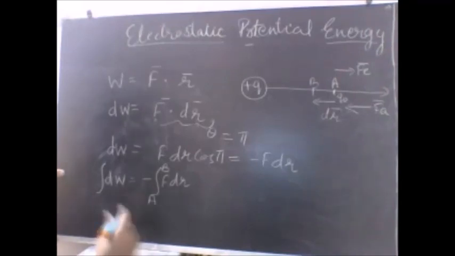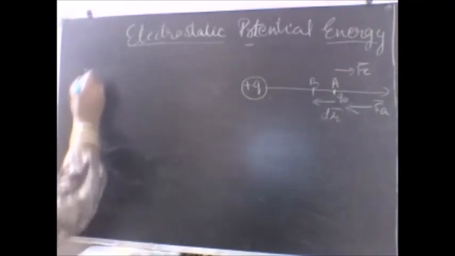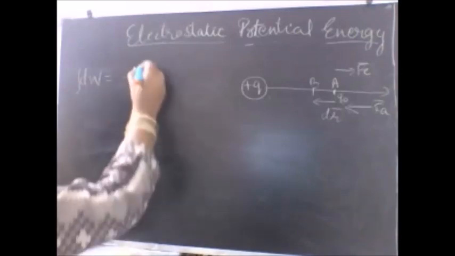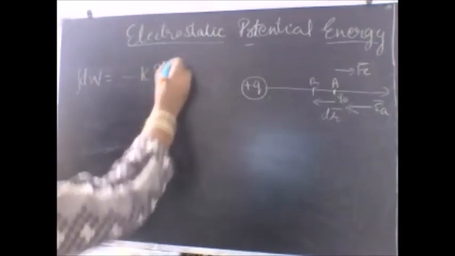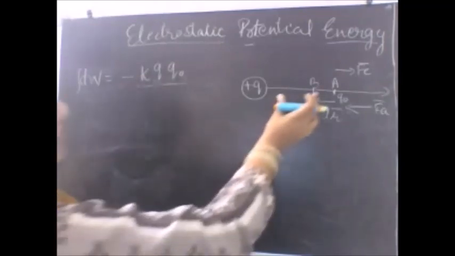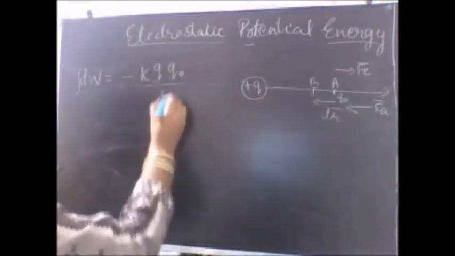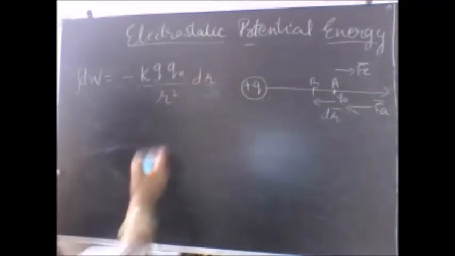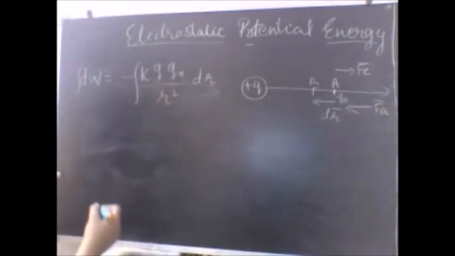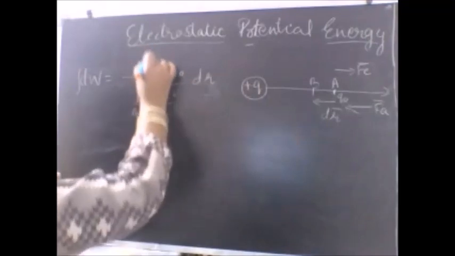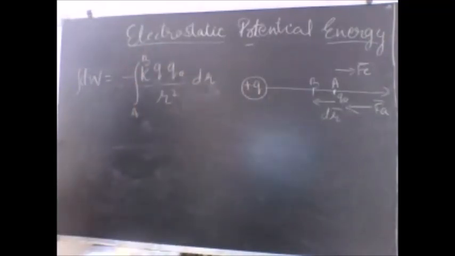Let us put the value of the force and solve it further. So putting the value of the force here, dW is equal to, the force is the electrostatic force, K Q naught divided by, what is the distance? Let us take this distance to be r. So this is r square and this was dr here, and we were integrating it. The initial point was A and the final point here is B.